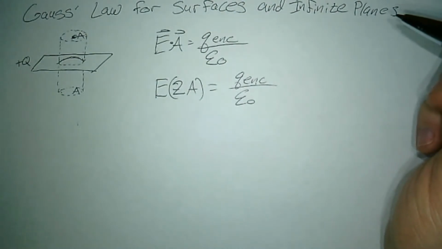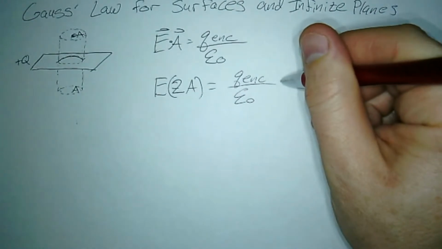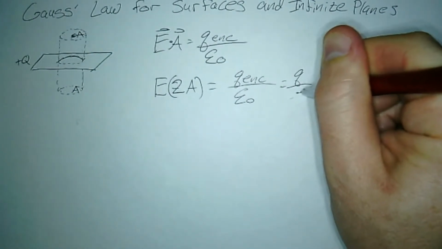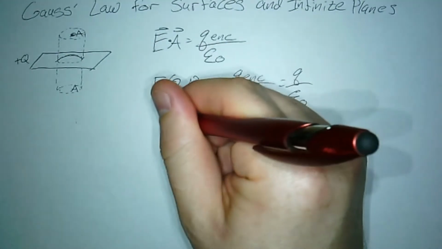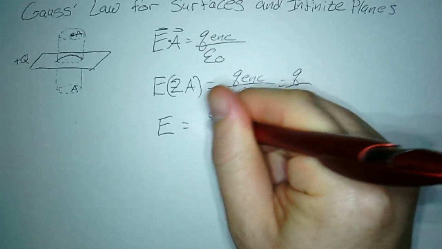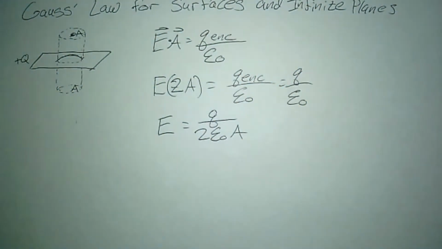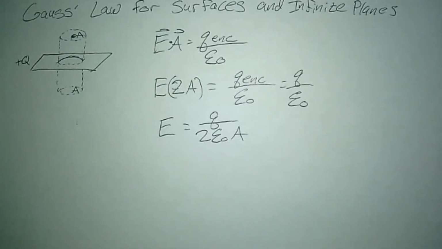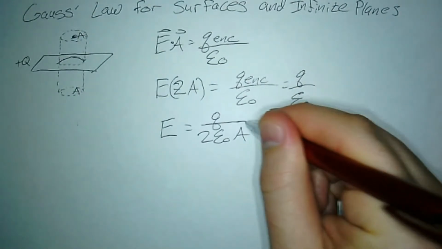And so we'll just call this little q. So we'll just say q over epsilon naught. So now I'm just going to solve for electric field. My electric field is going to equal charge over 2 epsilon naught times your area. But once again, I don't know what this q is.